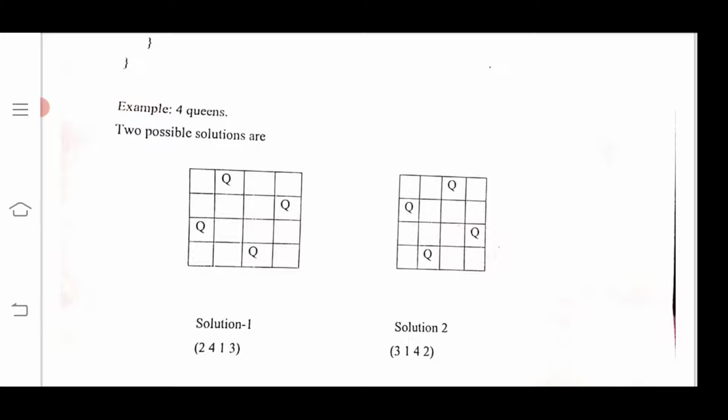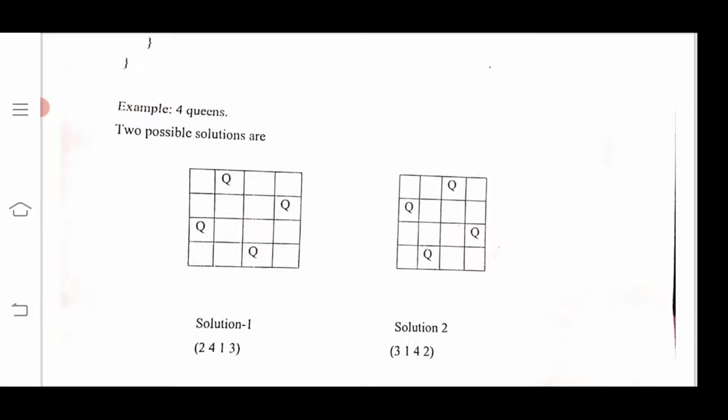Look at this diagram. This is the n by n matrix, with 4 columns and 4 rows. What is the main intention of the n queen problem? No 2 queens should be in the same row, same column, or same diagonal.